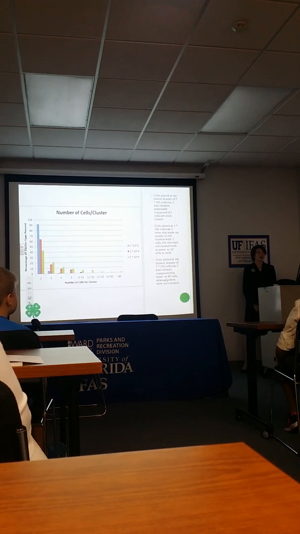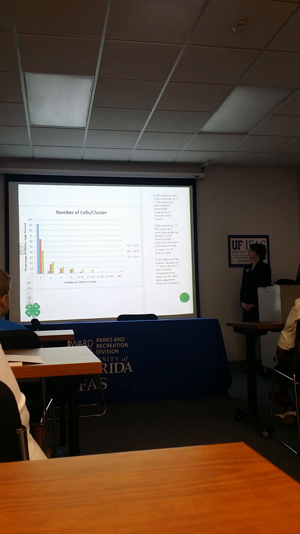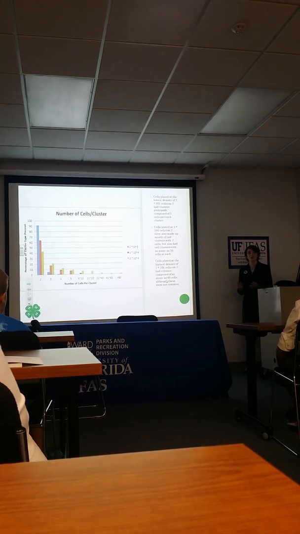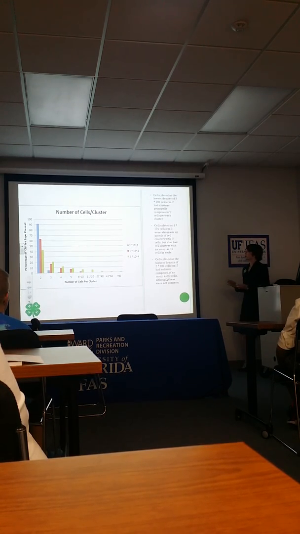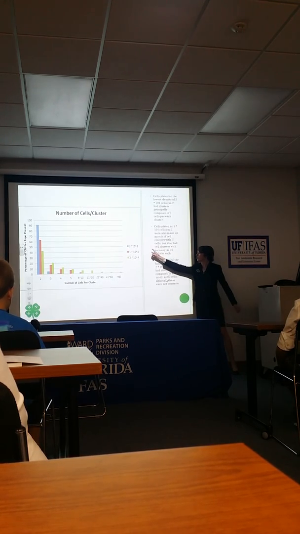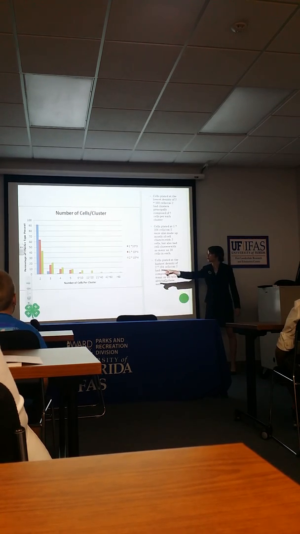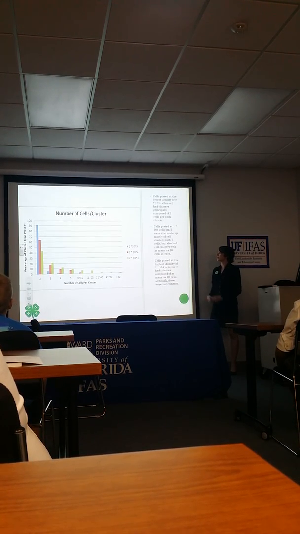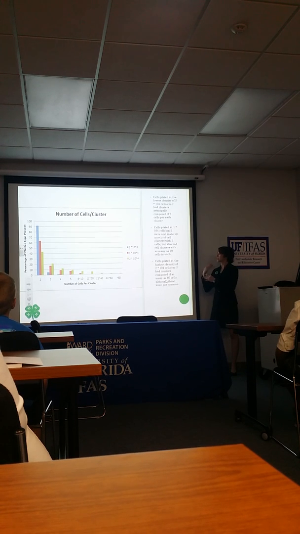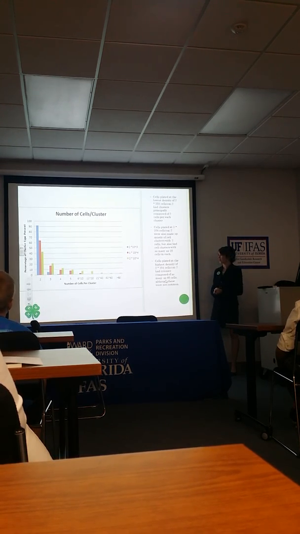I figured out that the cells plated at the lowest density of 2 times 10 to the third cells per square centimeter had clusters that were mostly composed of 2 cells. To simplify this graph for you a bit more, the red, green, and blue show the densities that I used. So all of these blue bars on the graph correspond to my highest plating density, while the others correspond to the 2 lower plating densities that I tested.